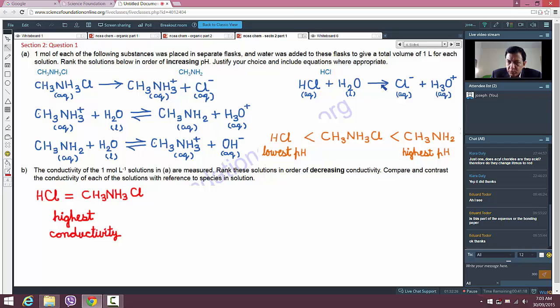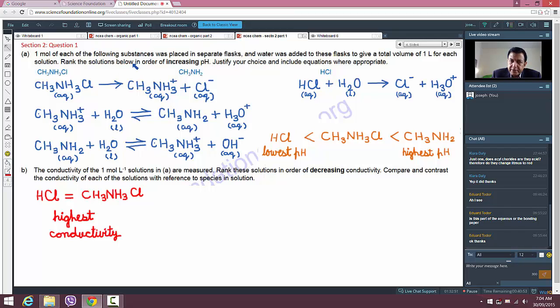Each HCl produces a total of 2 moles of ions. This one here produces 2 moles of ions as well, but even though a small number of them react, through the reaction of each one of them, you produce another ion. So the result is that these two solutions contain the same number of ions. Therefore, they will have the same electrical conductivity, and the highest.